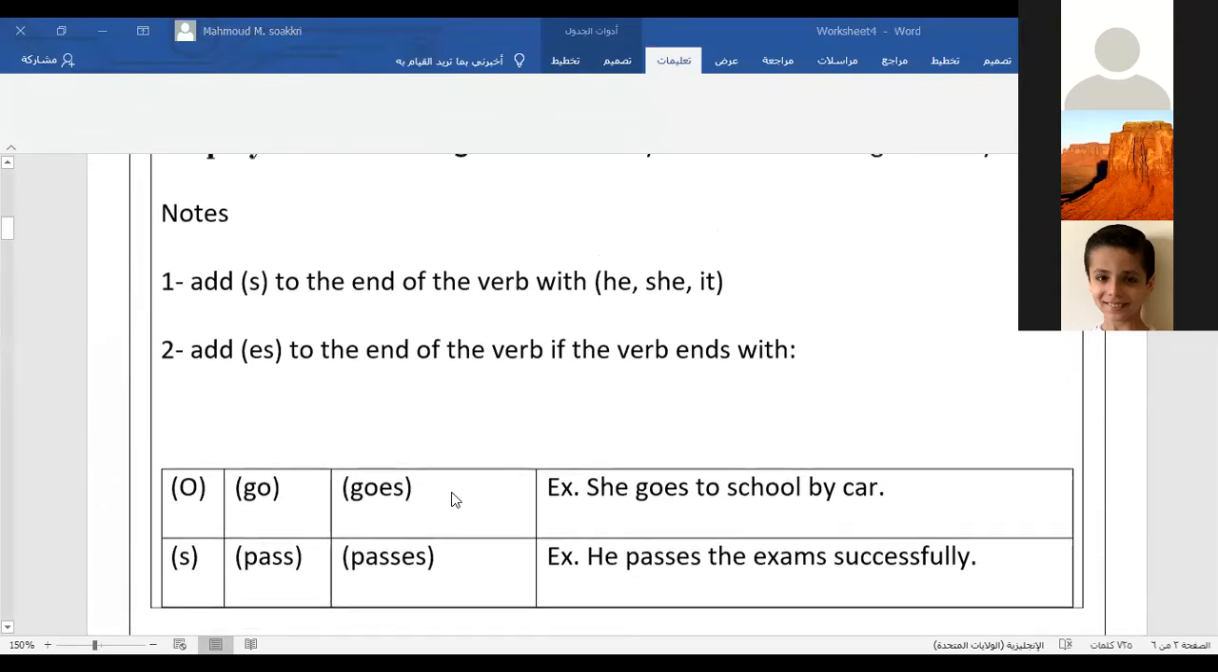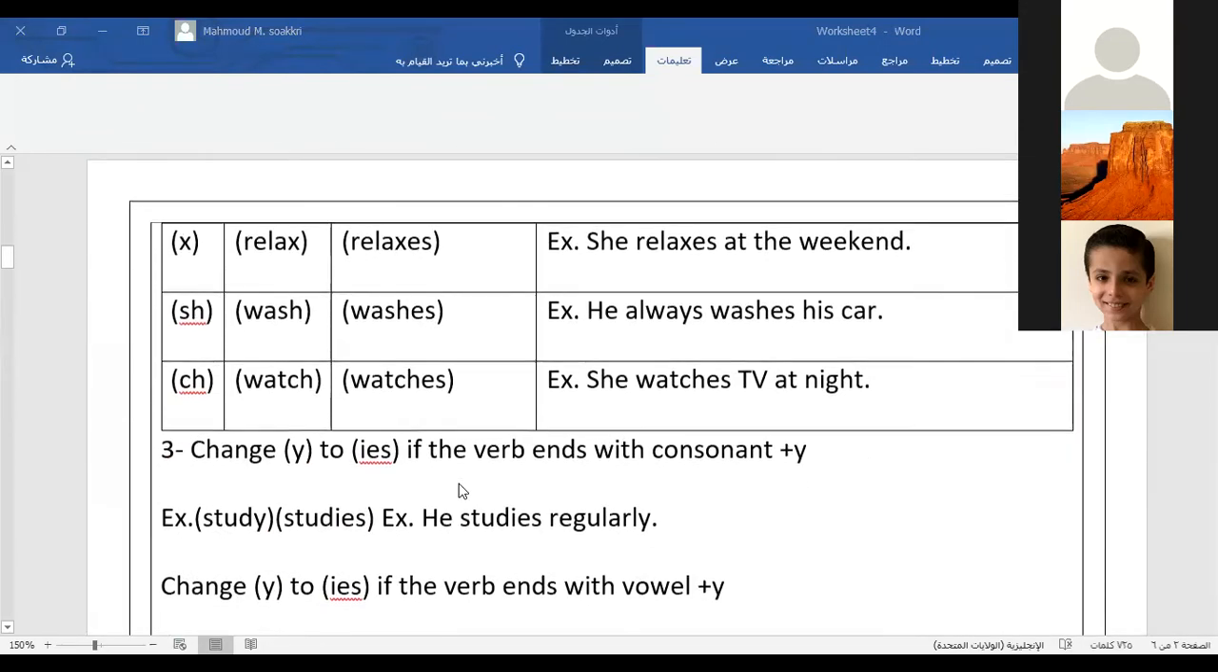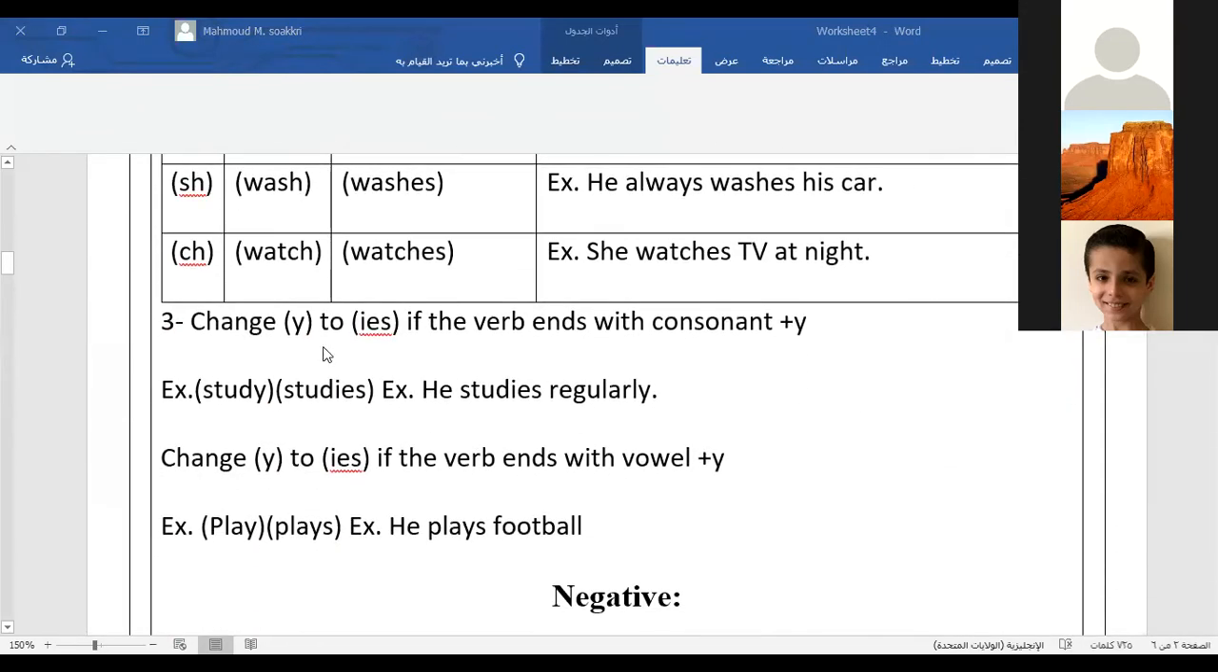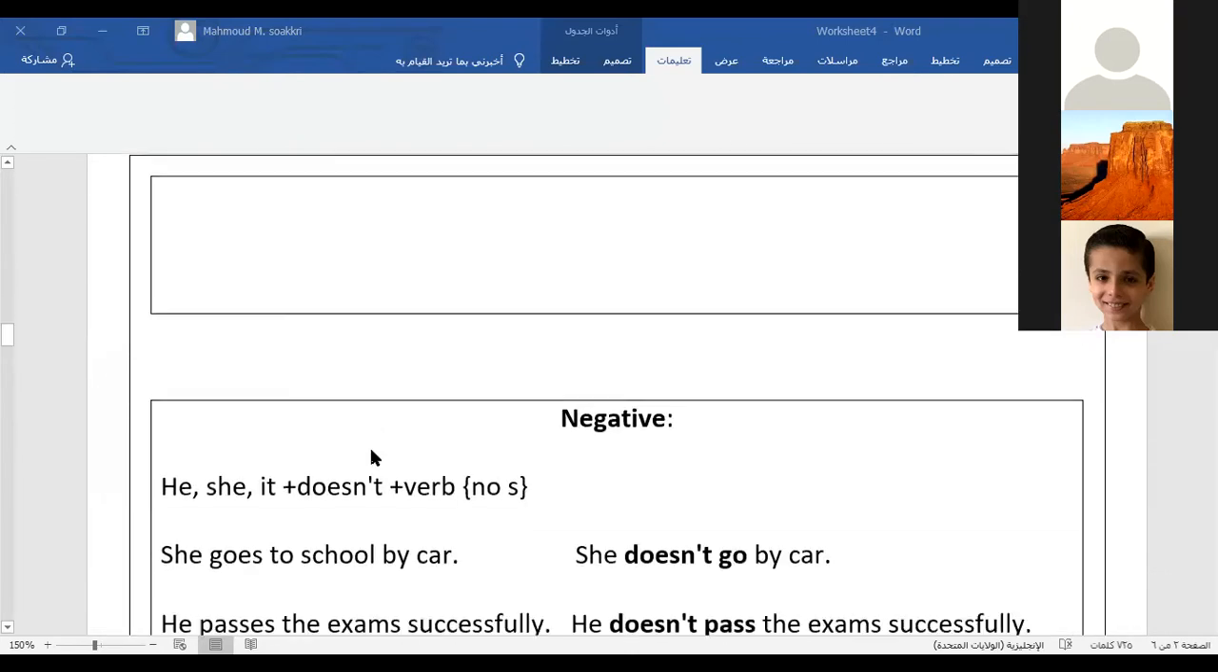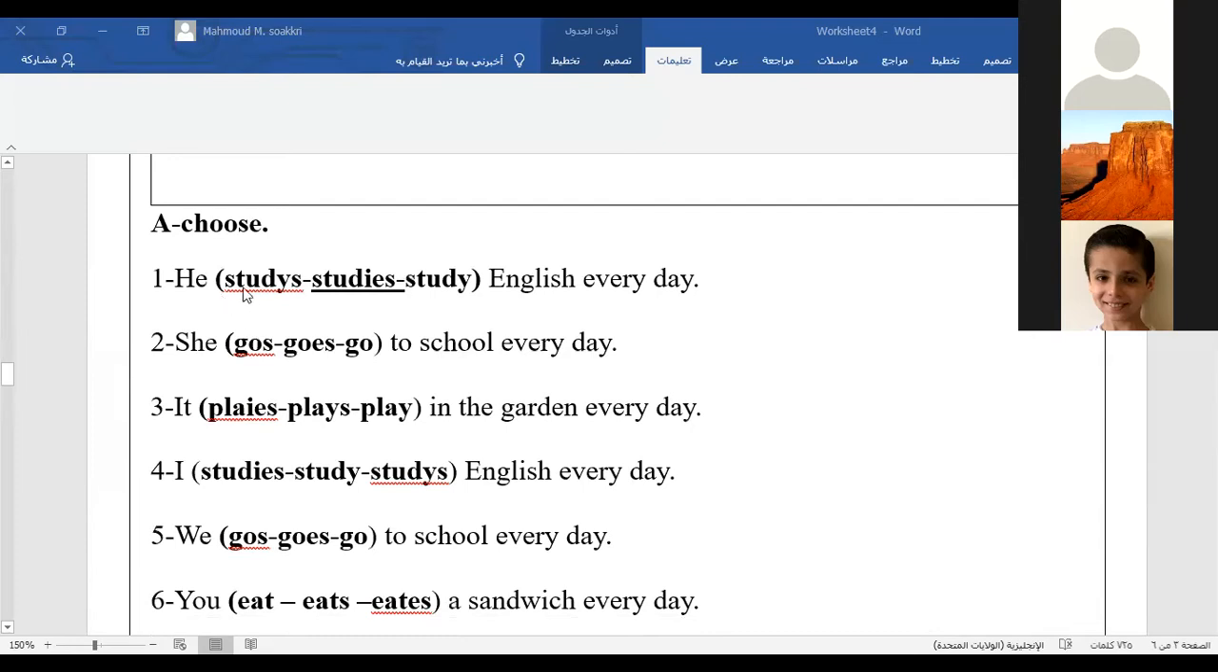Look, what happened here? We changed Y into IES because the verb ends with consonant plus Y. Study became studies. This happens with he, she, and it. Here in the first sentence, we have the subject he. So we change Y into IES. So number one is wrong, but number two is correct. Thank you, Anas.